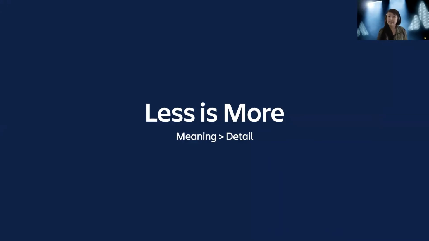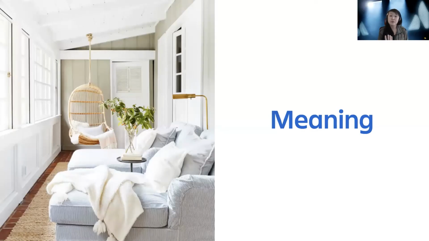We also like to emphasize that less is more, meaning over detail. We'll provide some quick tips here. An example of a narrative that prioritizes meaning is sunlight. Sunlight can help illuminate just enough so details are visible. A sunlit room gives the right amount of information to make understanding the space or landscape feel pleasant and natural.